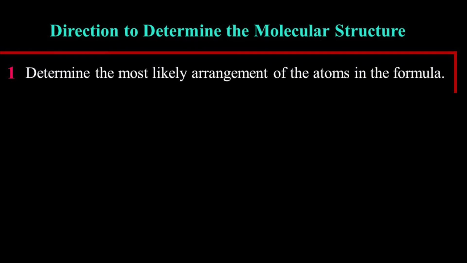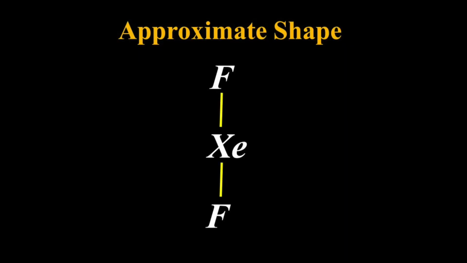So when it says determine the most likely arrangement of the atoms in the formula, it's going to simply be F, Xe, F. So xenon in the middle and fluorine on either side. So you'll have two bonds, one to each fluorine. So xenon will have 2 bonds, and each fluorine will have 1 bond. All right, so that's the approximate shape. Now, at this point you don't have enough information to say that it's linear. You're just simply writing down a convenient model given the facts. And the facts are simply this, that you have 3 elements, xenon's going to be in the middle, and fluorine will be on either side.